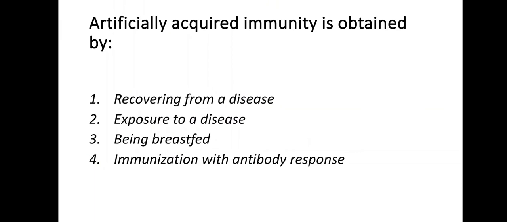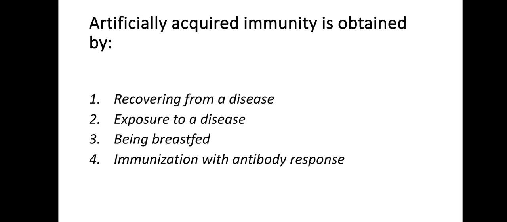Next question. Artificially acquired immunity is obtained by. Options: recovering from a disease. Option B, exposure to a disease. Third one, being breastfed. And fourth one, immunization with the antibody response.